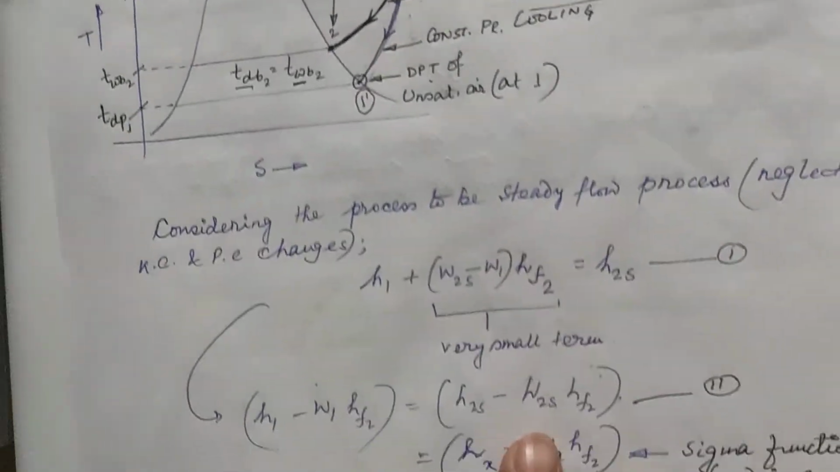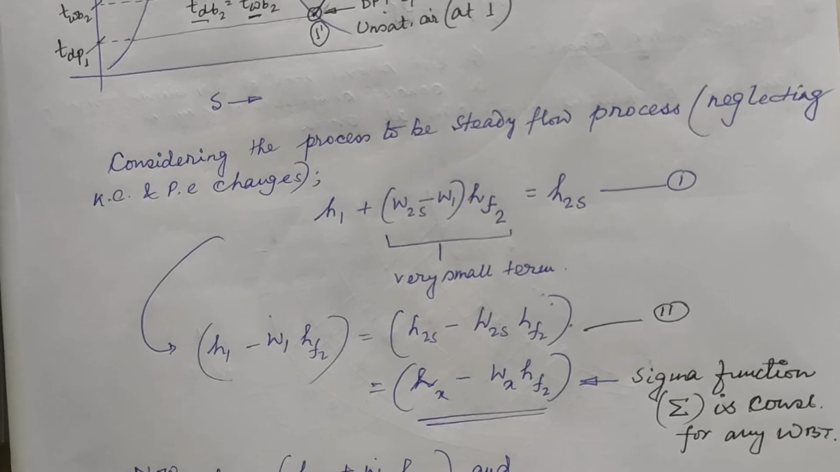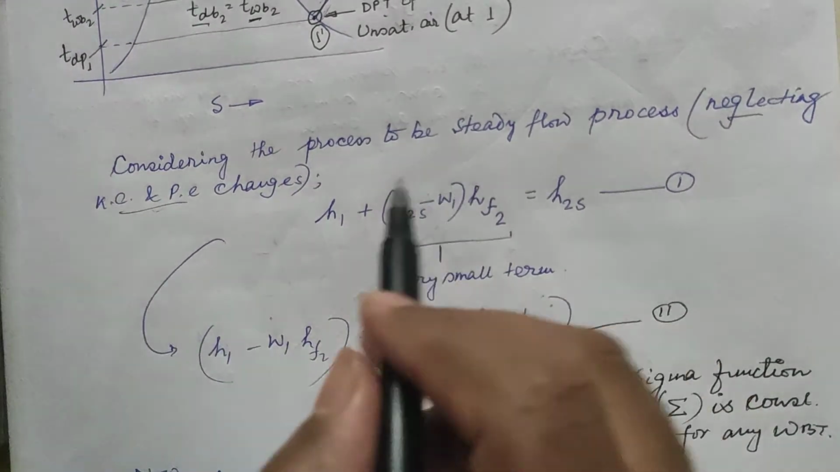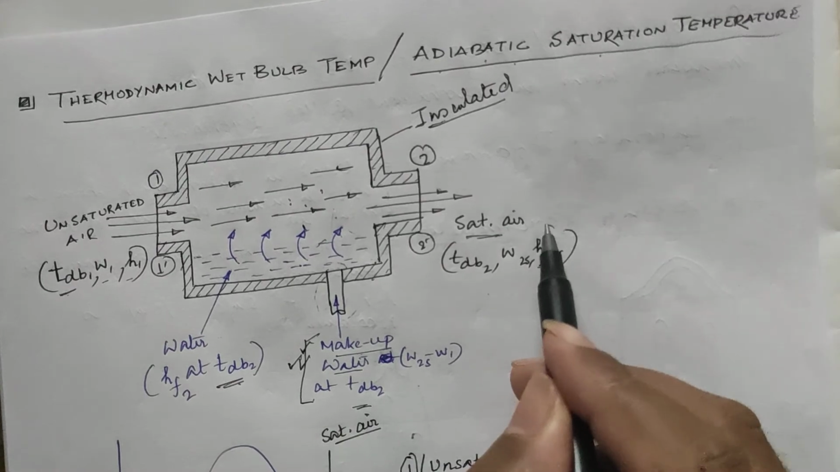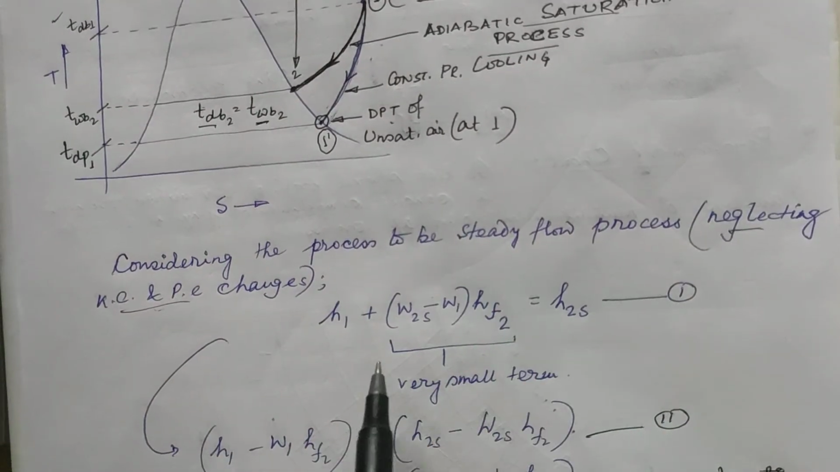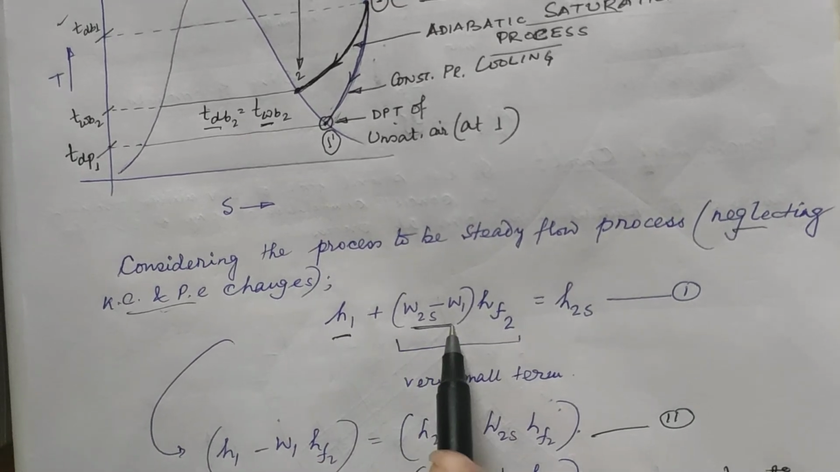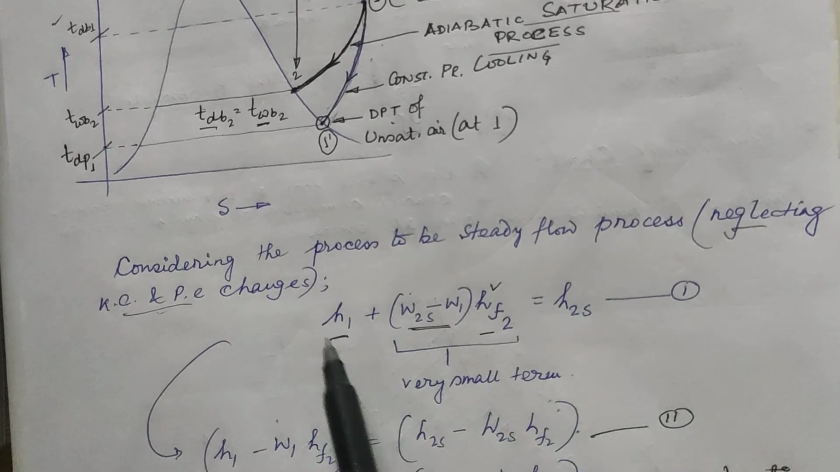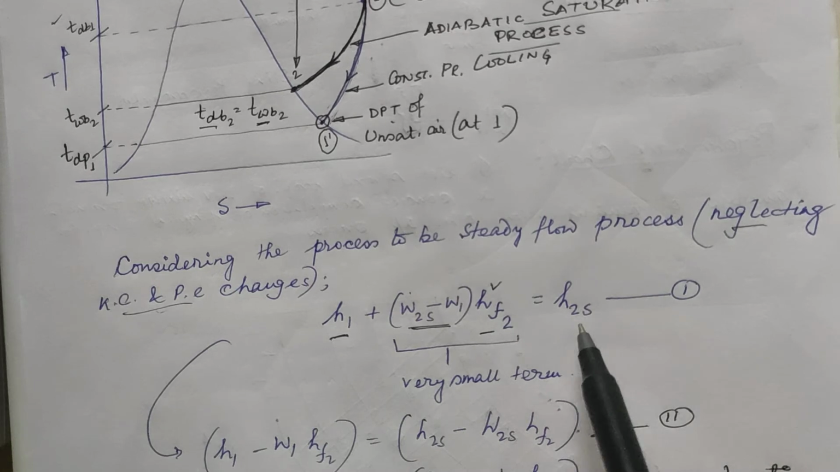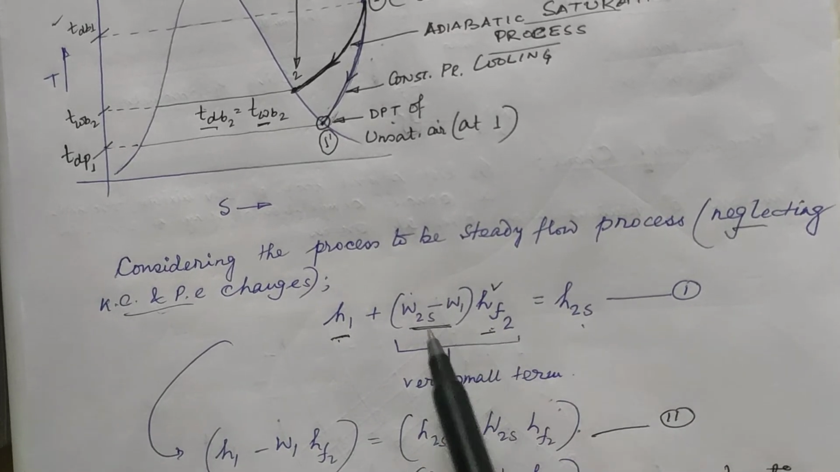If we consider that the entire process is a steady flow process, by neglecting the changes in kinetic energy and potential energy, we can write that the enthalpy of the saturated air H2S is equal to the enthalpy of the inlet unsaturated air plus the change in specific humidity, W2S minus W1, into Hf2, that is the enthalpy of water. And this can be found from the total enthalpy definition, that is total enthalpy equals enthalpy of dry air plus enthalpy of water vapor associated with the dry air.